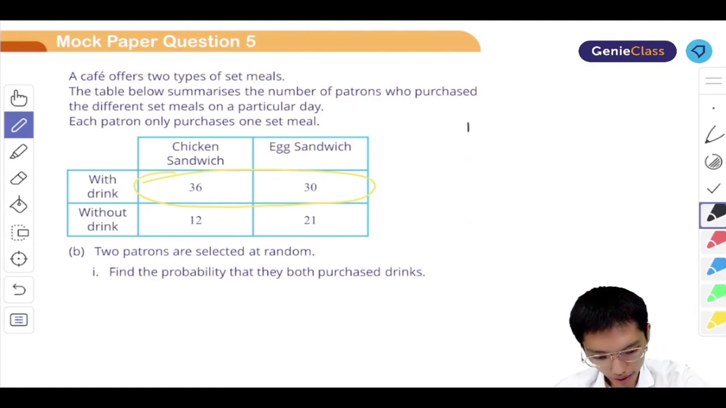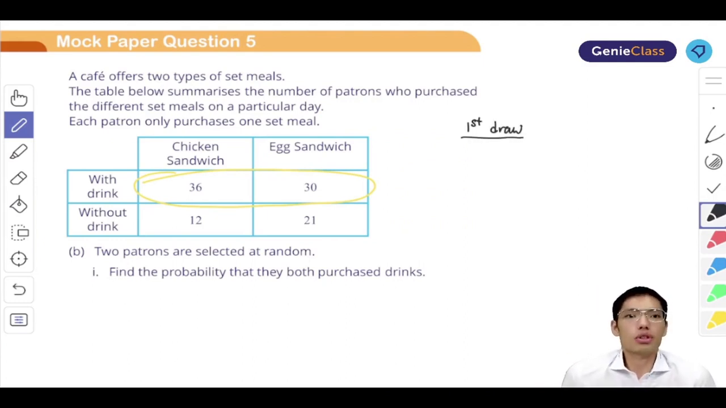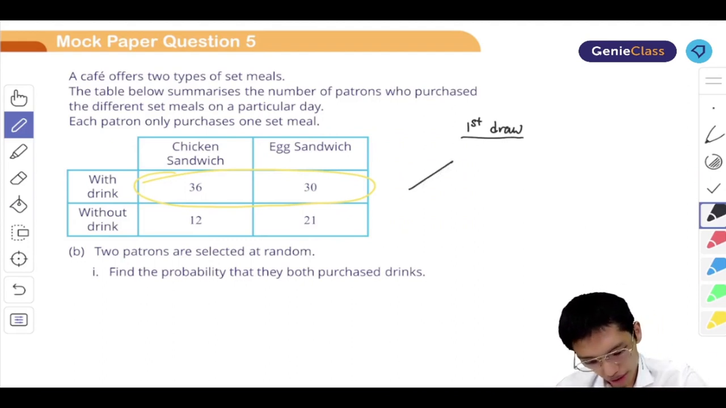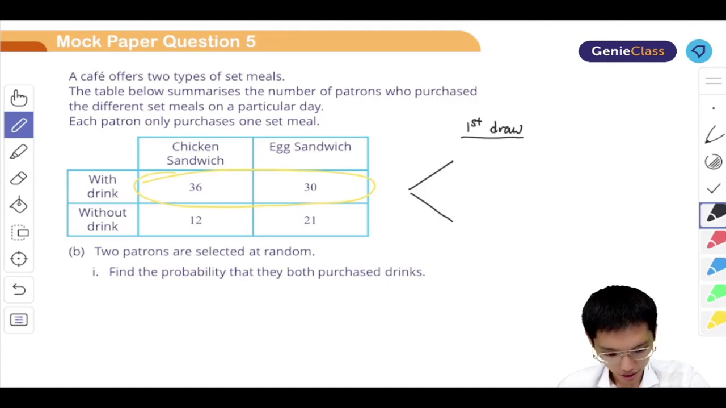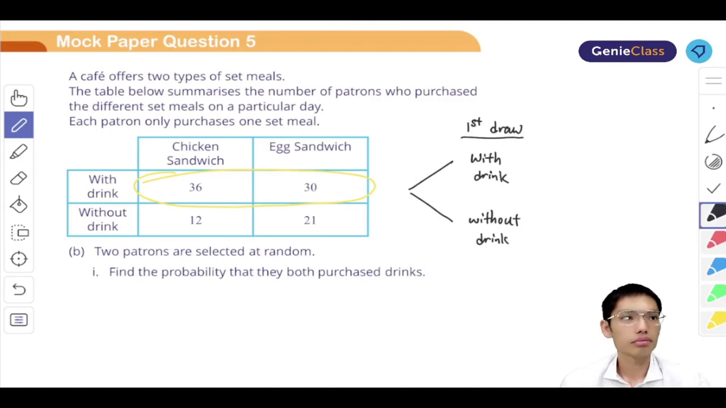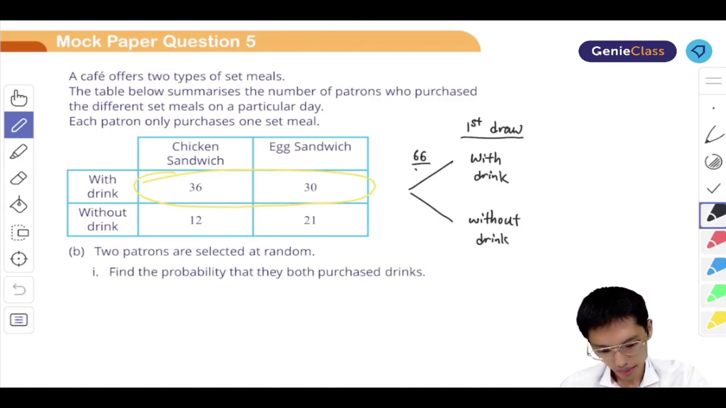So suppose you had a first pick, or in this case first draw. You don't really draw a person, but to standardize this, maybe we should just call it a draw. So first draw over here. Suppose the first draw purchases the one with drink, and the second one is without drink. So with drink, what is the probability? If you want to recall, just sum them up. 66 over 99. Next one is 33 over 99.